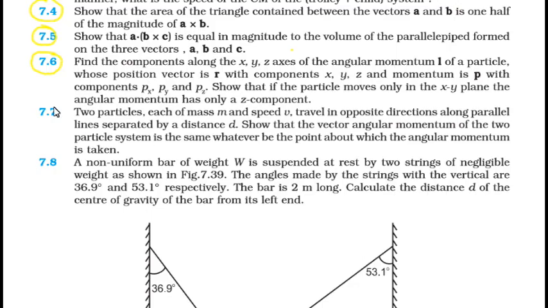So the next problem is 7.7. Two particles, each of mass m and speed v, travel in opposite directions along parallel lines separated by distance d. Show that the vector angular momentum of the two particle system is the same whatever be the point about which the angular momentum is taken. Let us see the solution.